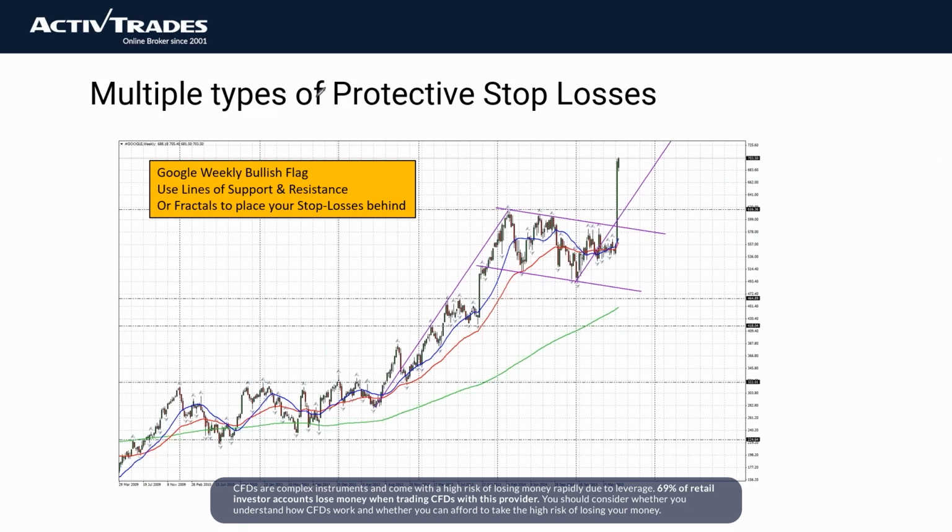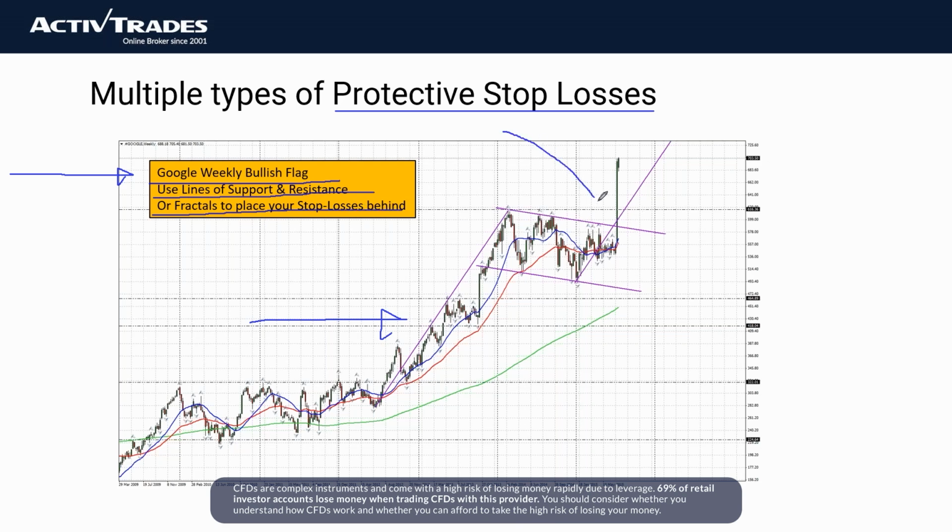So let's have a little chat about various different types of protective stop losses. As I said, some people will use technical analysis stop losses. I do myself, and this is an example here. This is an old chart of Google on a weekly, and it's putting a price action of a bullish flag. And here we're using lines of support and resistance to give us an idea of where we are wrong. Or you can use fractals to place your stop losses behind.